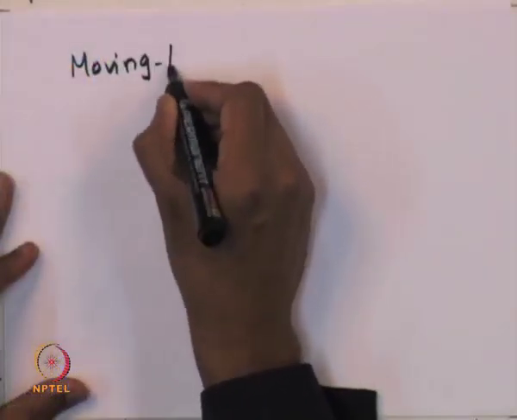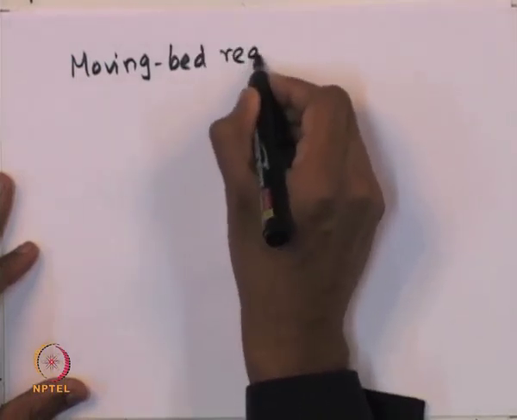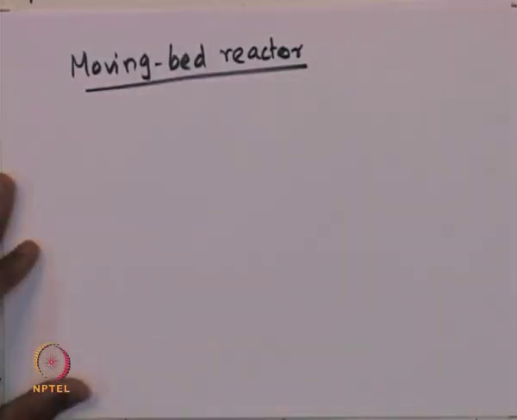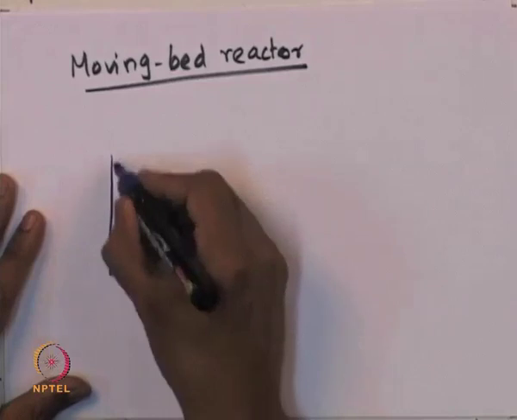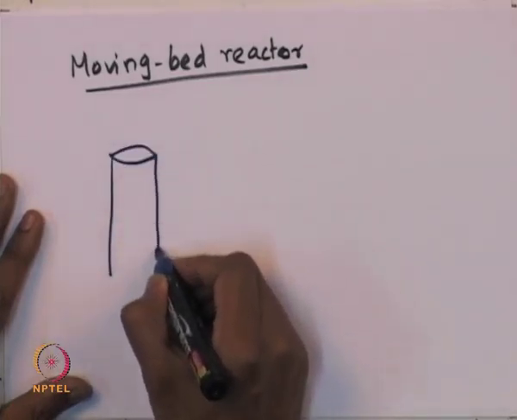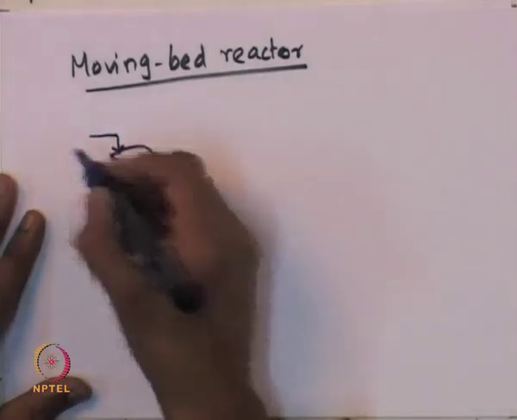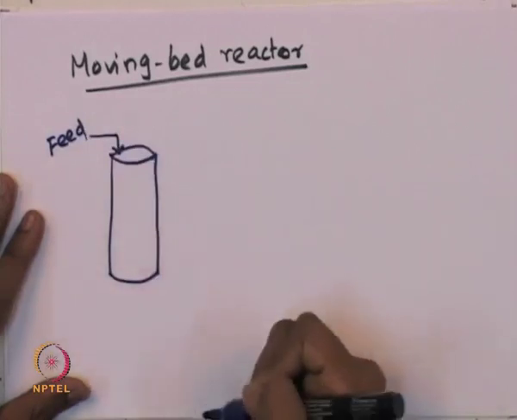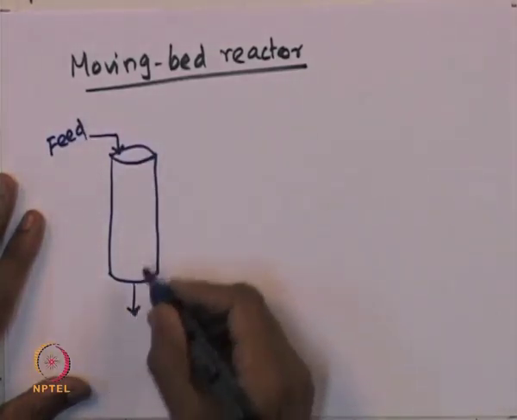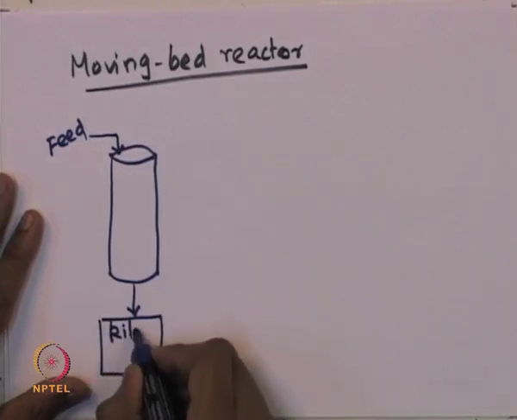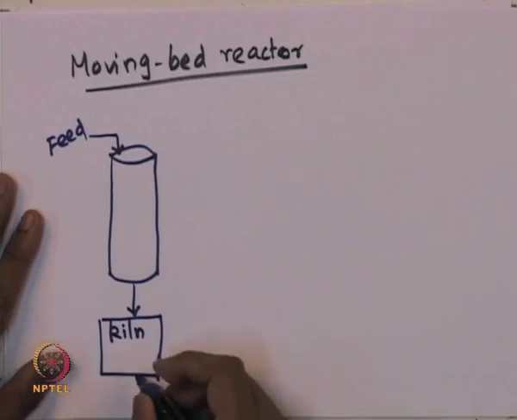So, the moving bed reactor is basically a reactor where the catalyst is constantly replenished, and the way the catalyst is replenished is, suppose this is the reactor, a cylindrical tube reactor. The feed to the reactor is provided from the top, and the catalyst leaves the reactor and enters another chamber which is called a kiln, and this is used as a regenerator.